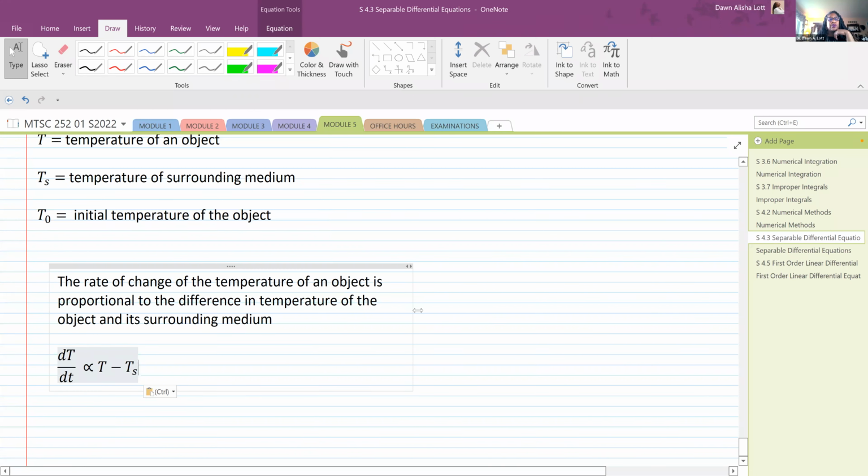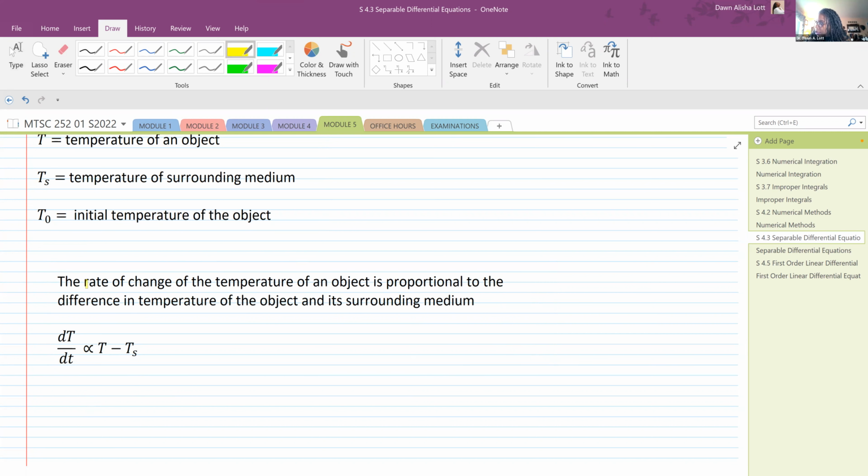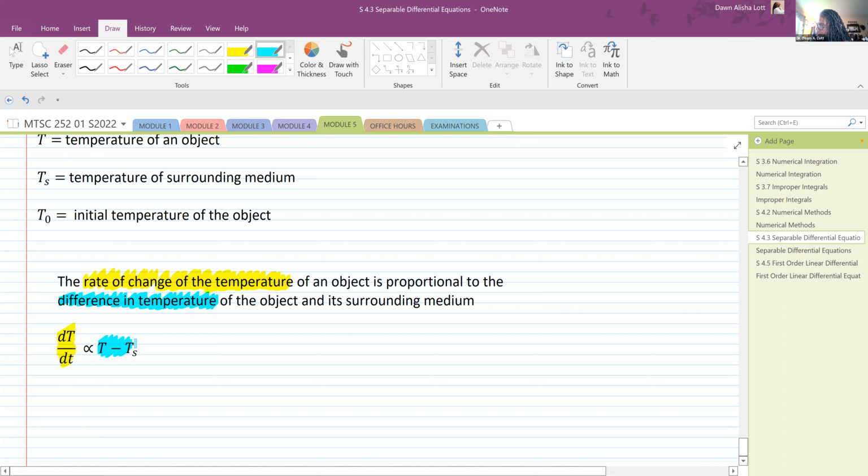So the rule is that the rate of change of an object is proportional to the difference in temperature of the object and its surrounding medium. So here's the rate of change of the object, that's dT/dt. So that part is the rate of change of the object's temperature. And it's proportional to the difference in temperature of the object and its surrounding medium. So that's this part, the difference in temperature.